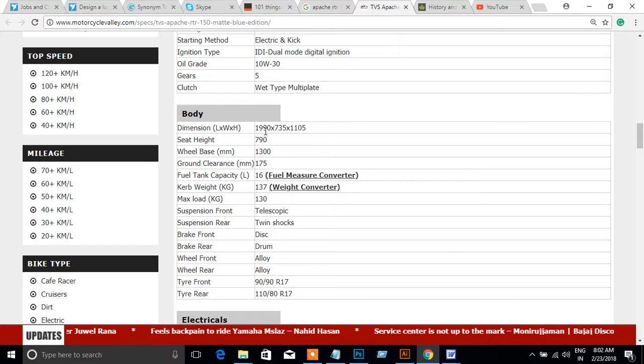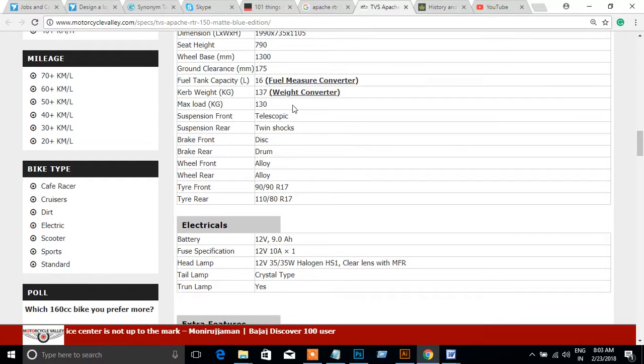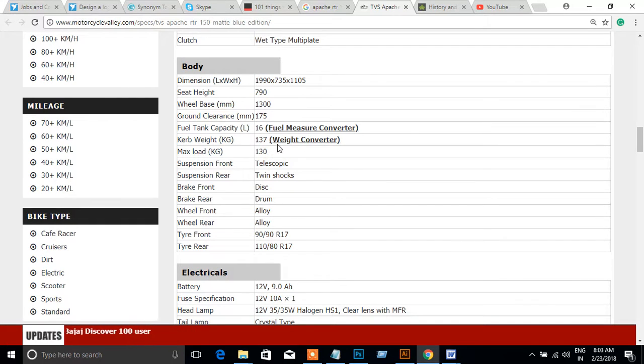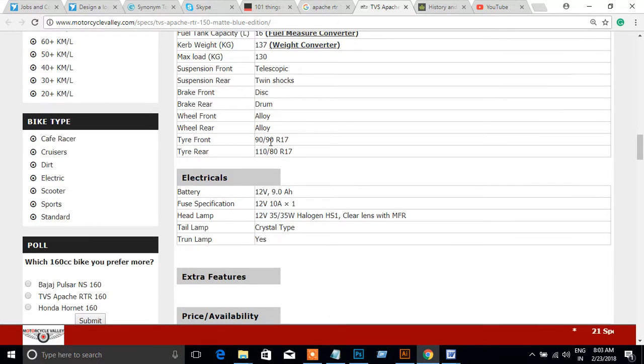Dimension, this is the dimension. 1990 is the overall length, the width is 735, and the height is 1105. Seat height is 790. You can see that. So these are the things you can see: the suspension type, the maximum load, the kerb weight. That means this is the kerb weight, 137. Actually, this is the total overall weight of this Apache RTR 2018.